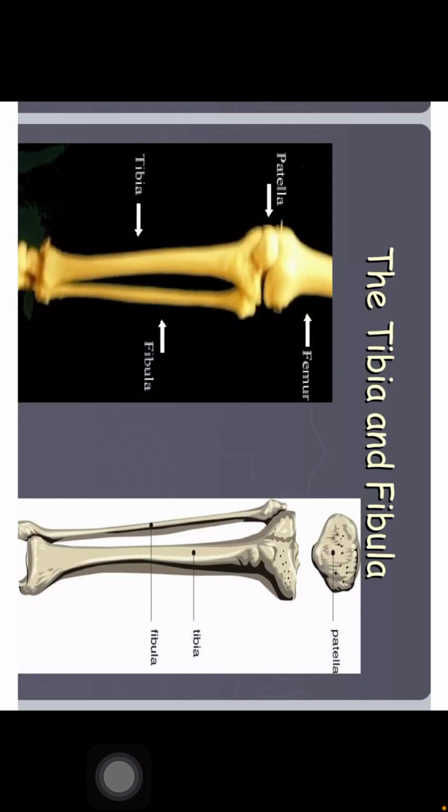And the next is the tibia and fibula. These two are the long bones located in the lower leg. The tibia is the larger bone on the inside and the fibula is the smaller bone on the outside, which we can see in our lower leg.